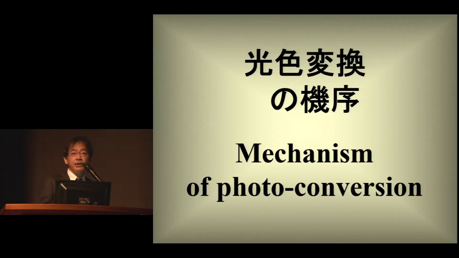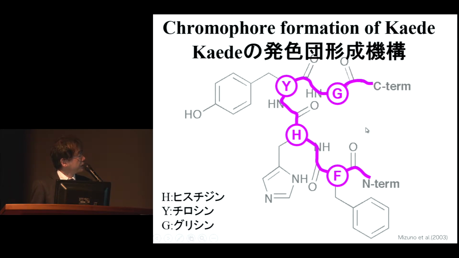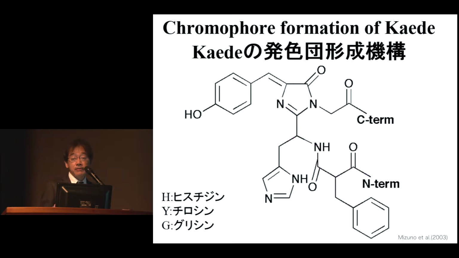And successfully we elucidated the molecular mechanism of the photoconversion. Okay. And this is the essence: kaede has HYG, okay? Histidine, tyrosine, glycine as the three amino acids for chromophore formation. And the histidine has an imidazole ring as a side chain. Okay? And again, through the same three reactions, cyclization, dehydration, and oxidation, the green chromophore is made. Okay?